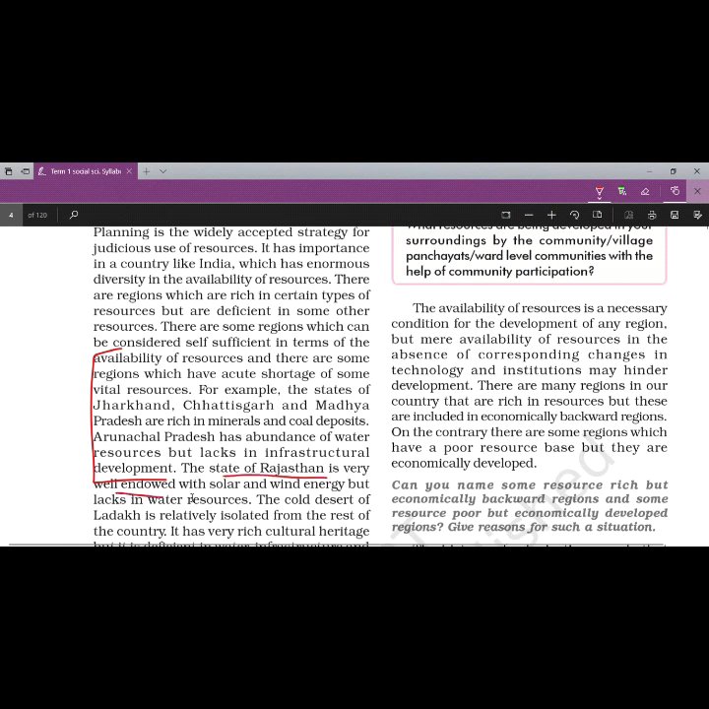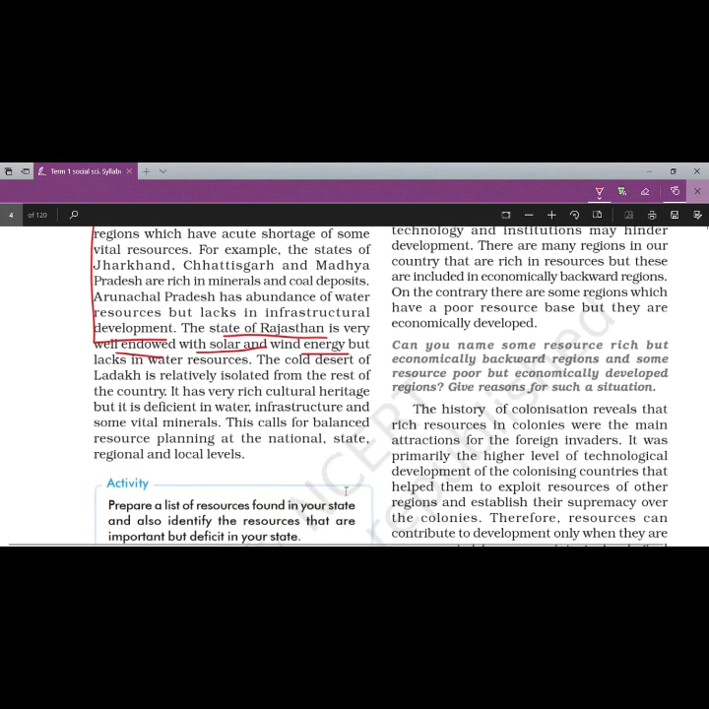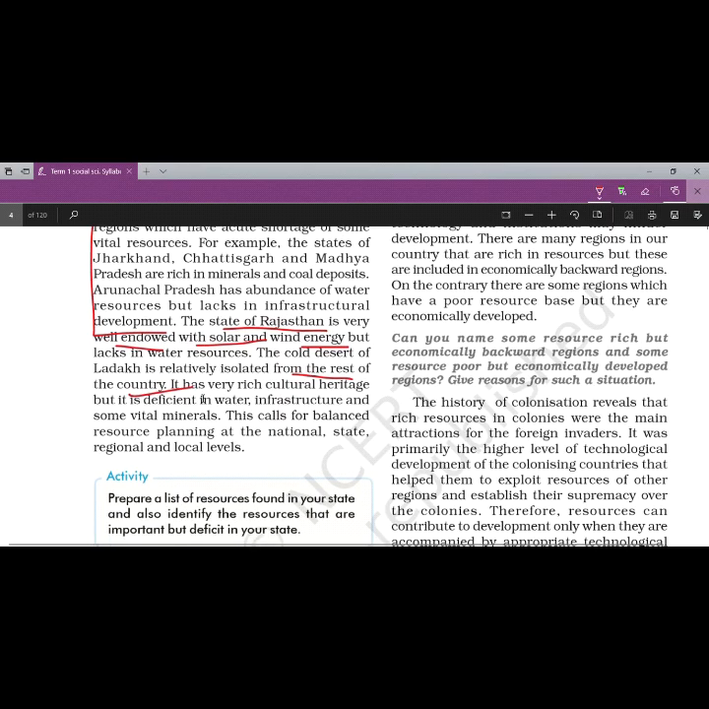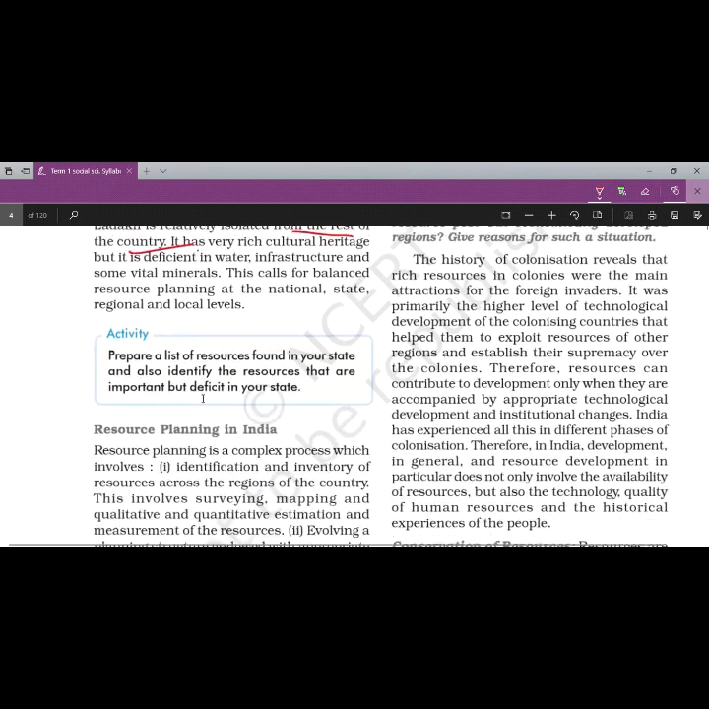The state of Rajasthan is well endowed with solar and wind energy. The cold desert of Ladakh is relatively isolated from the rest of the country. This kind of question you can get. Any question can be asked.